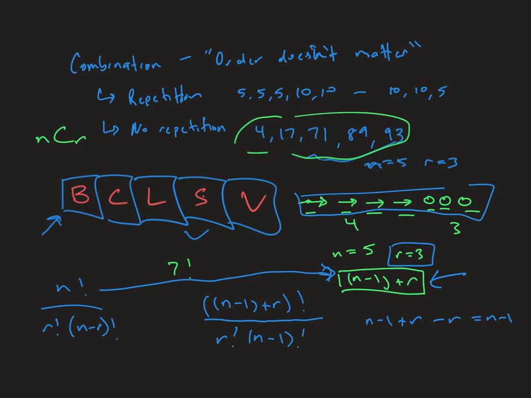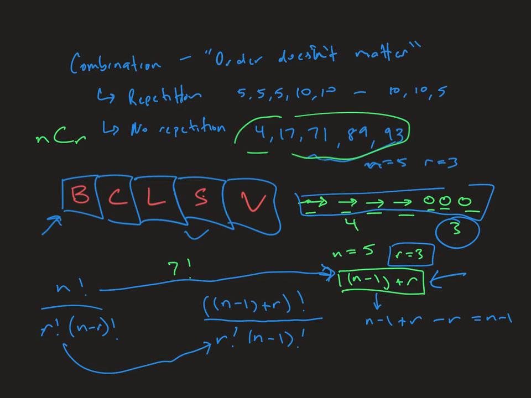R factorial is still on the bottom because we're still choosing 3 scoops. And then to find this quantity, it's still n minus r. It's just our new n, which is this, minus r, which is r is still the same, so it's n minus 1 factorial. So that's our new equation for combinations with repetition. So that's the very much more complicated side of combinations.